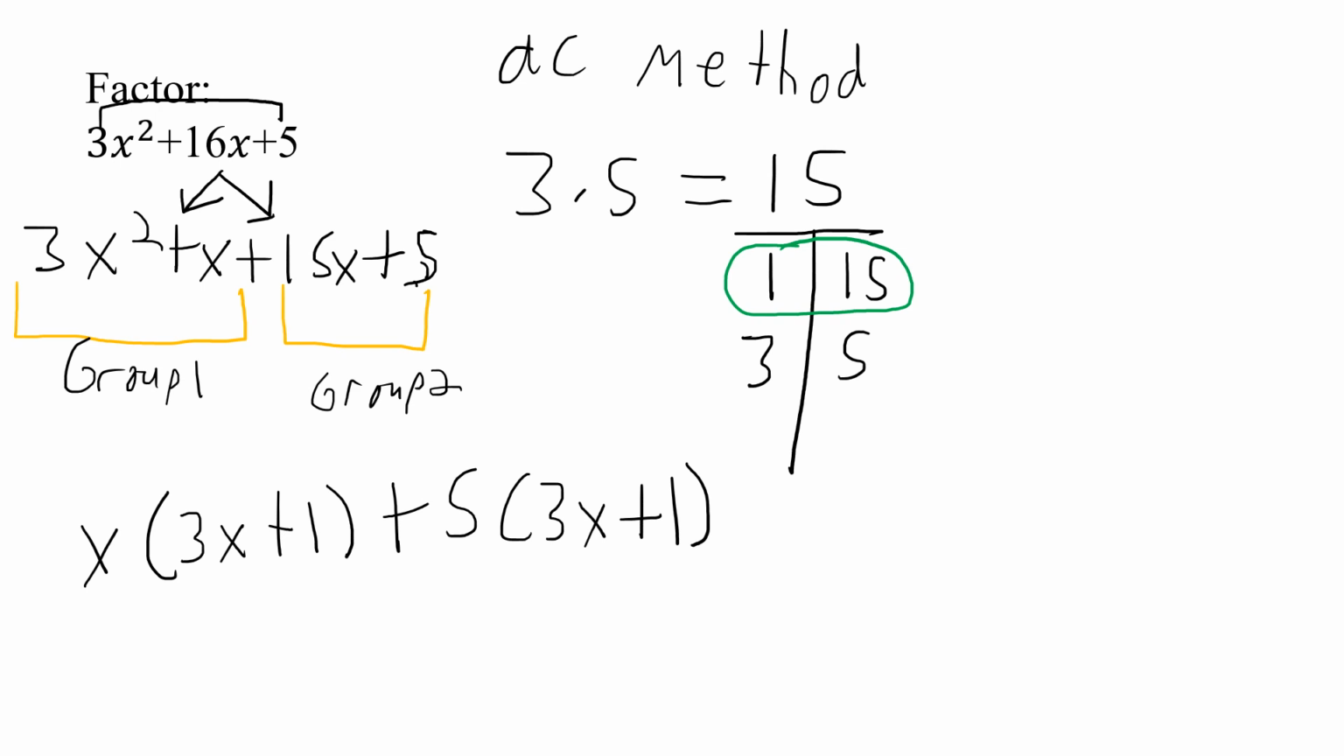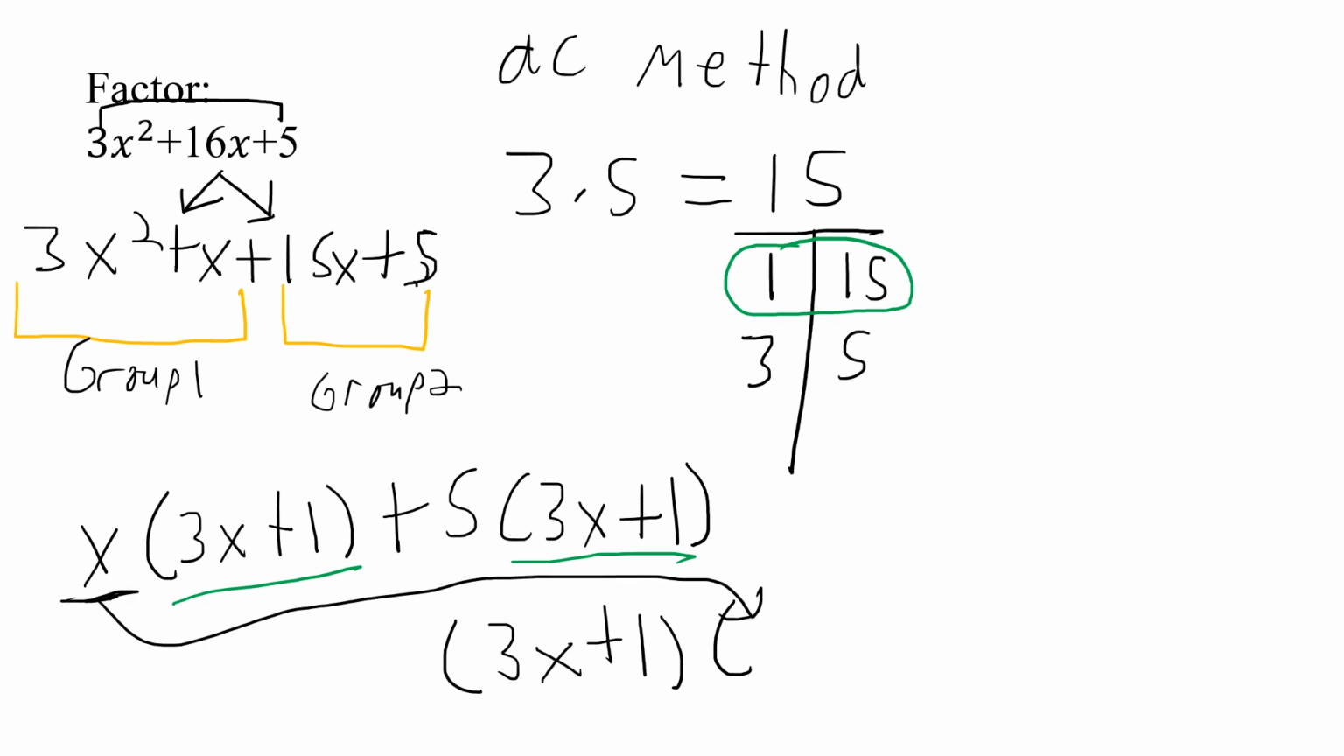We want the same thing to be repeated like this, the 3x plus 1 to be the same in parentheses. To get our answer, we rewrite the one that repeats itself, but we only rewrite it one time. Then we take what's in front. For example, we have an x in front here, and we have a 5 in front here, and we give it its own set of parentheses. Our final answer for this problem then is 3x plus 1, x plus 5.